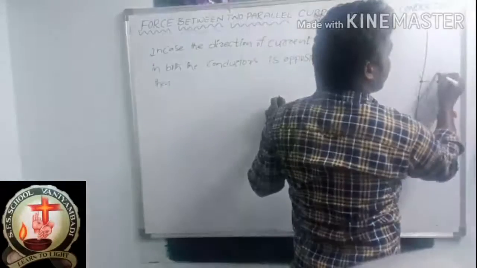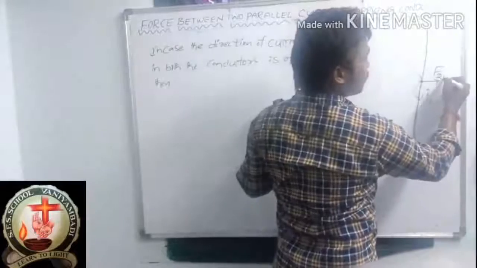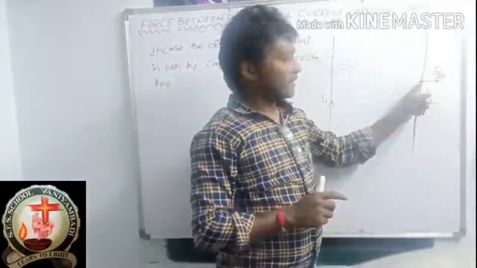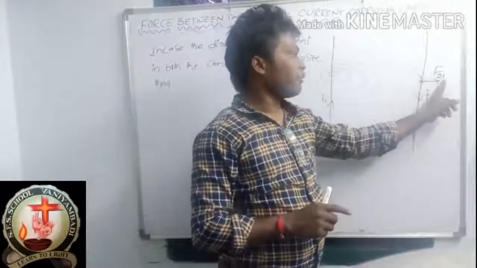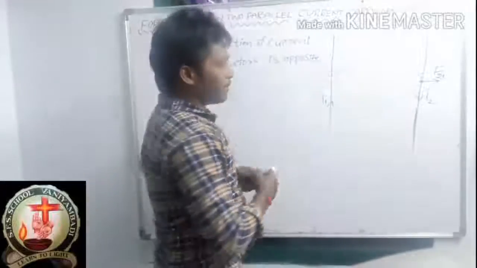So what is the direction of force in this direction? F, the force acting on the second conductor due to the first one. So F21. What is the direction? This direction.